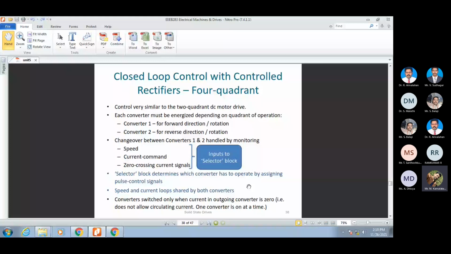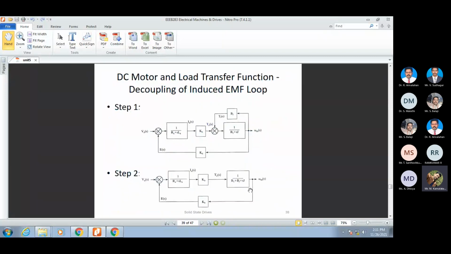We should also be very clear that only 1 converter should be on at a time. At any instant, there should not be 2 converters on. Why? Because there will be a problem of short circuit, and the current will flow inside the converter itself. Then we may experience a short circuit in it. So we should be very clear that only 1 converter should be on at a time. That is the precaution we should know.